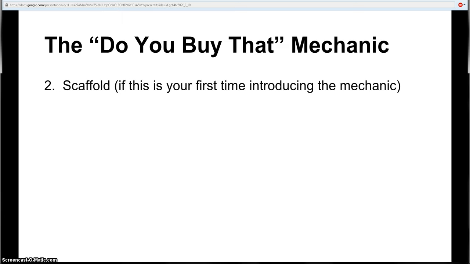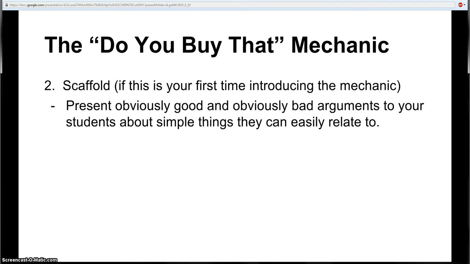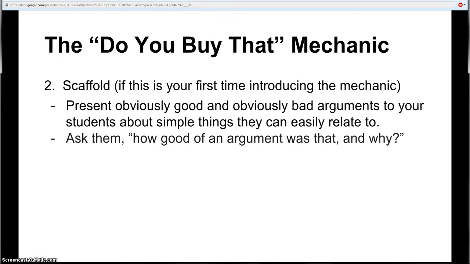Second, you want to scaffold if this is the first time introducing the mechanic. So what do we mean by scaffolding? Present obviously good and obviously bad arguments to your students about simple things they can easily relate to. And these don't have to do anything with the actual content you're trying to teach. This is just easy stuff they can relate to.